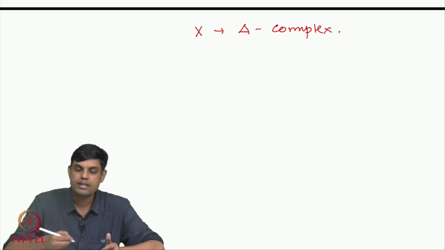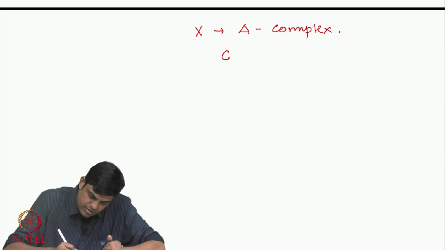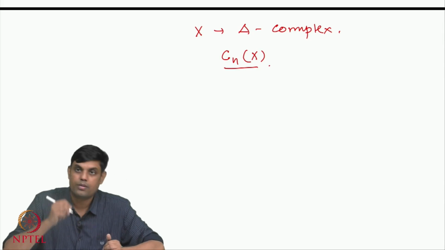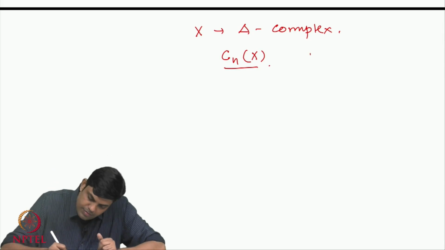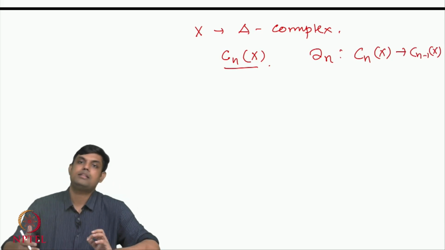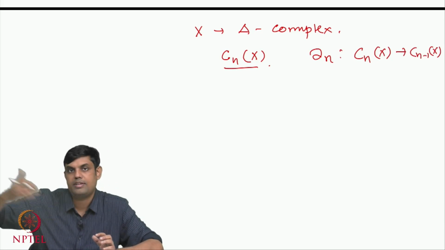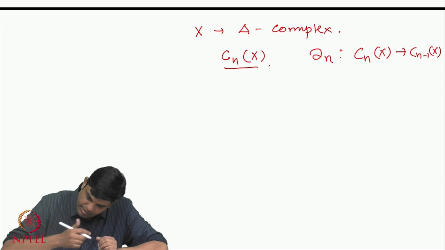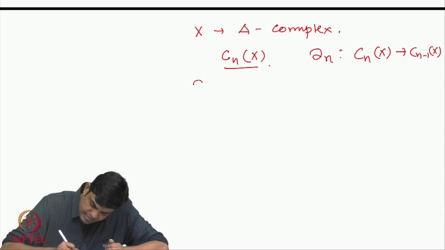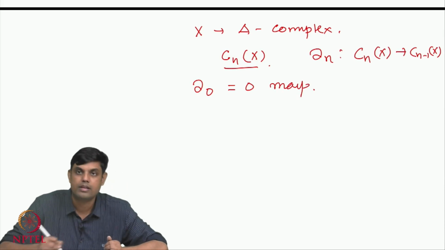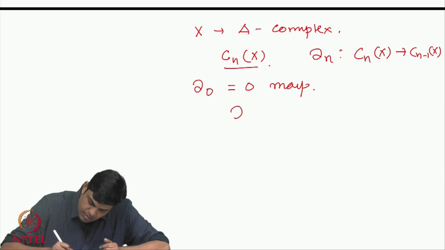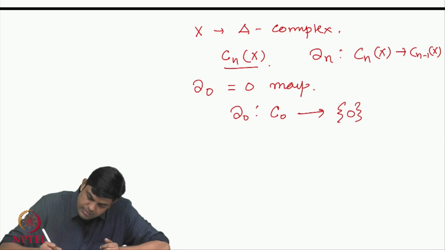Then corresponding to this I can construct what is called C_n(X). Now, I can define this delta_n from C_n(X) to C_{n-1}(X), up until the 0th stage, because we do not have anything beyond C_0. So, the convention is delta_0 is the 0 map. This is the convention. So, delta_0 is a map from C_0 to the 0 group.